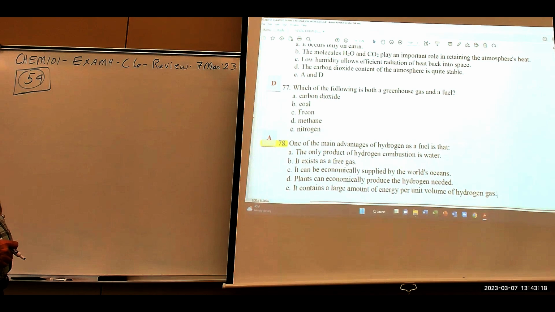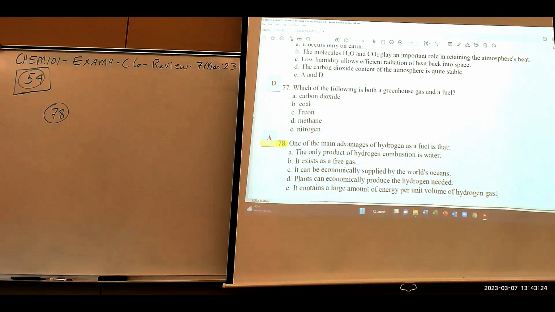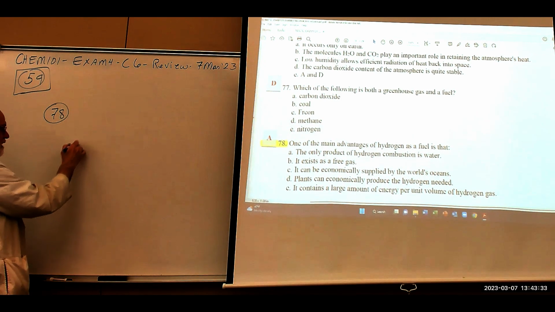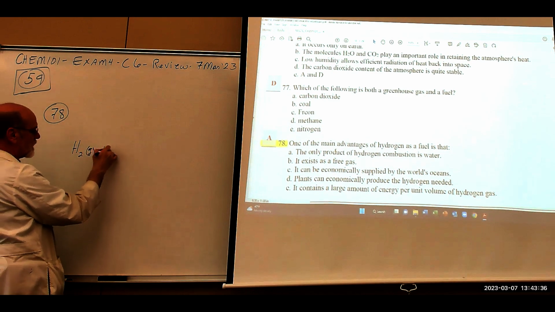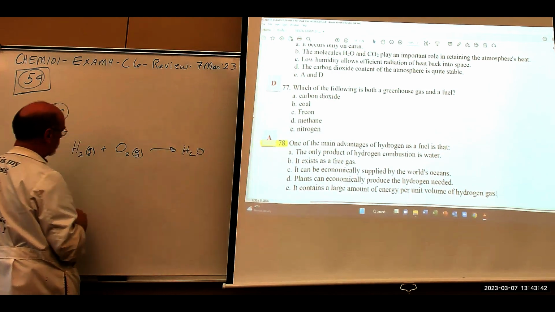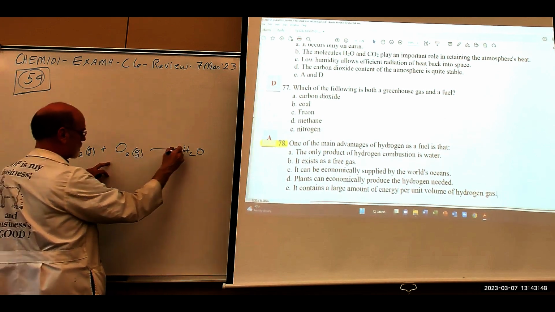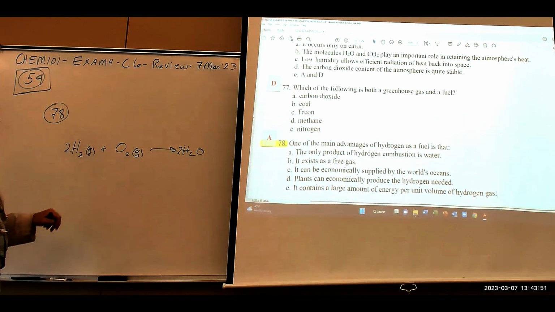One of the main advantages of hydrogen as a fuel, this should be fairly simple. If hydrogen is going to be a fuel, what is it most likely to be the chemical reaction? It's more than likely going to be a combination of hydrogen and oxygen yielding water. So, there we go. So, what's the advantage? The only product of hydrogen combustion is water. Okay, we found our answer.